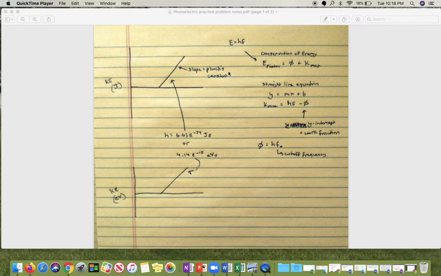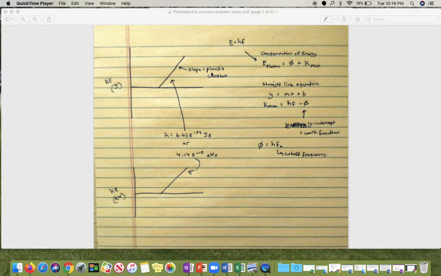Okay, so remember, Einstein figured out that the photoelectric effect basically provided evidence for Planck's quantum theory of light, basically thinking of light as photons, which is just individual packets of energy rather than waves. And Planck's equation is E equals hf.